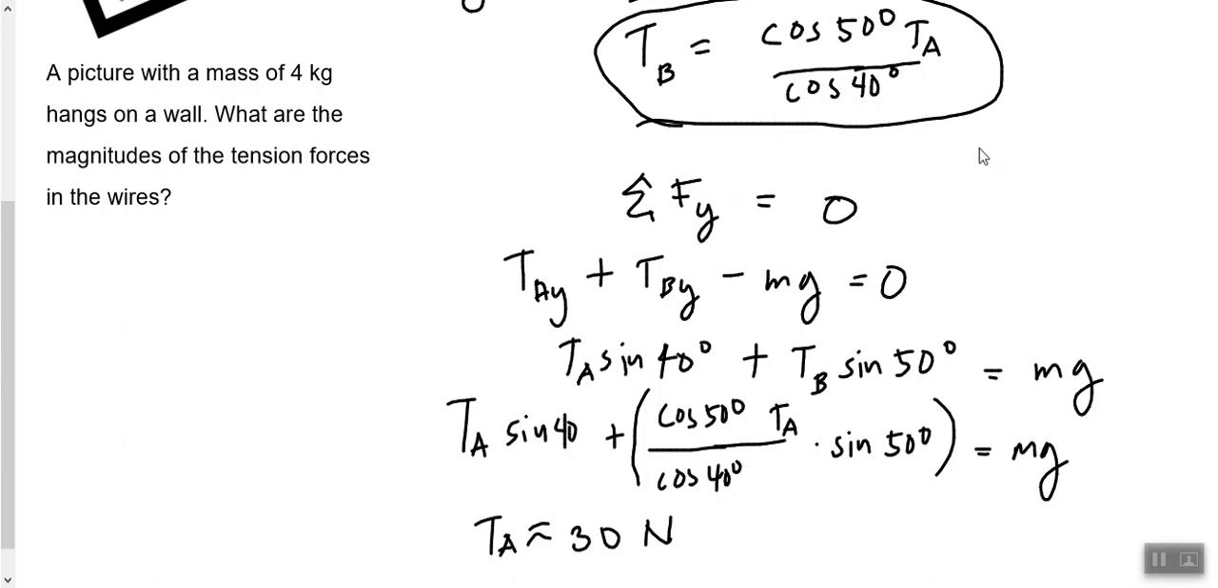In this case we're solving for two unknowns, so we're going to be using two equations. We're plugging in this first equation that we've derived, and that's what we have here. Solving for T_A, we end up with this answer. Your answer should be approximately around this.